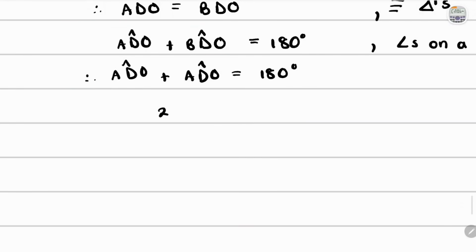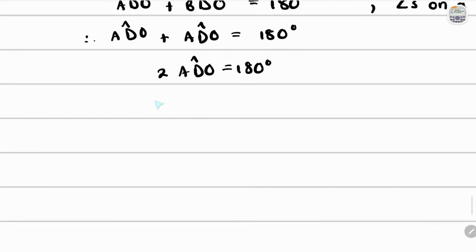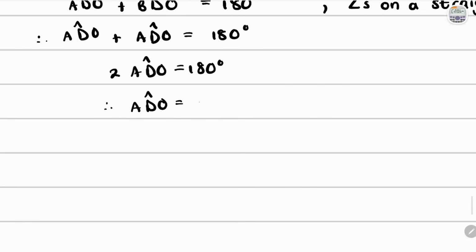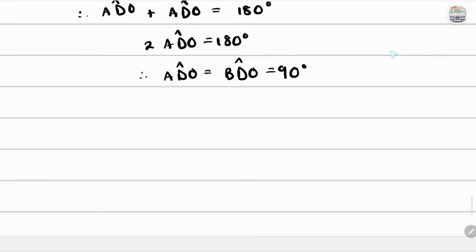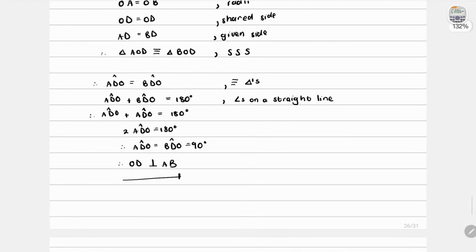And then this makes up 2ADO, which is equal to 180 degrees. And if we divide both hand sides by 2, then finally angle ADO is equal to 90 degrees. And since that's equal to 90 degrees, then BDO is also equal to 90 degrees. So they're both equal to 90 degrees. And if they're both equal to 90 degrees, then that would conclude that line OD really is perpendicular to AB. So there's our conclusion. Therefore, OD is perpendicular to AB, and that is how we prove that theorem.